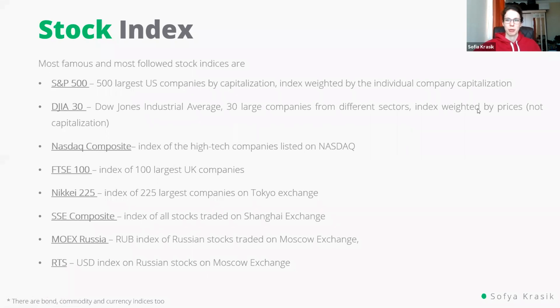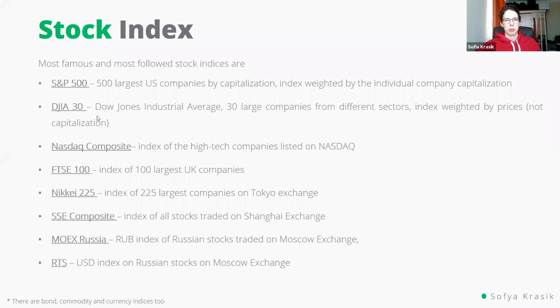So S&P 500. Here we just discussed the most famous indices of the world. S&P 500 is definitely the most well-known. It represents the 500 largest US companies by market capitalization, companies like Apple, Facebook, Twitter, etc. This index takes the 500 largest companies, weights them by their capitalization, and compounds them together.